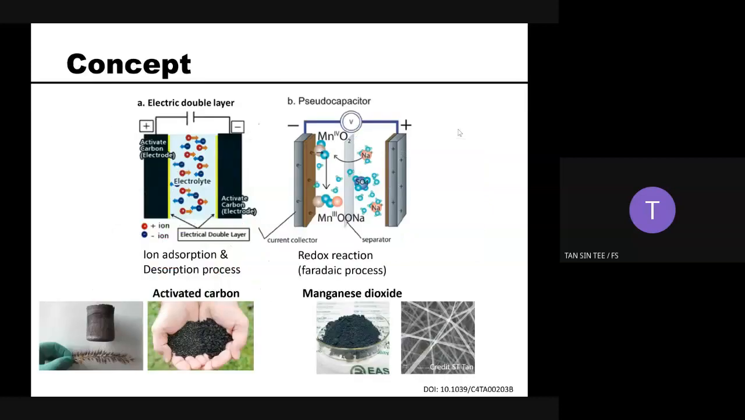So this is the concept. For supercapacitors there are actually three types, but today we will only look at two types. One is the EDLC, electrical double layer capacitor. Another one is the pseudocapacitor. EDLC works based on the mechanism of ion adsorption and desorption, while the pseudocapacitor works on redox reactions, which involve a change of the ionization state in your active material.